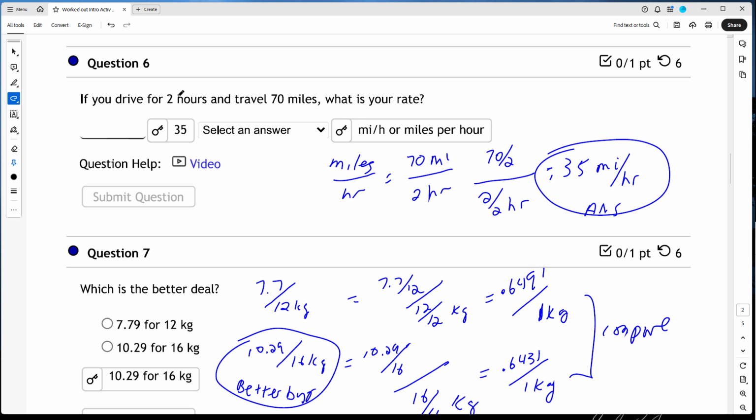If you drive for 2 hours and travel, what is your rate? Do you want the rate in terms of miles per 1 hour? So I have here 70 miles in 2 hours. So I want to find the unit rate per 1 hour. So I divided numerator and denominator by 2. So I end up with 35 miles per hour. That was number 6.